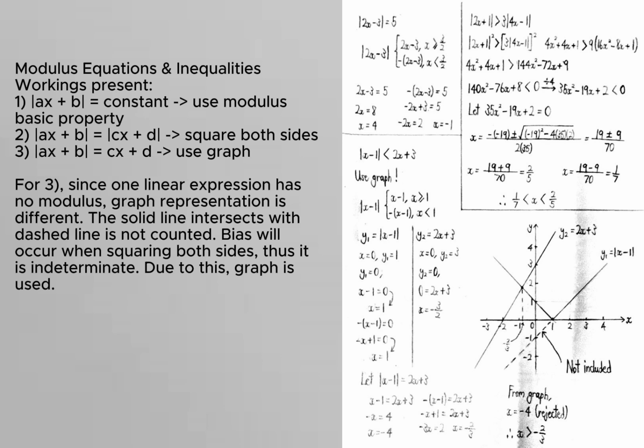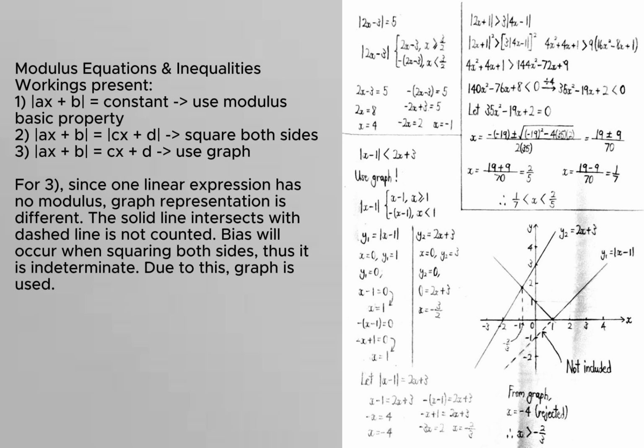Look at this. We are going to look through the modulus equations and inequalities. With the workings present, for the first case, if you have a modulus function equal to a constant, then you use the modulus basic property. For the second, if there's a modulus on both sides, then you square both sides. The third case, however, is different. If you have a modulus linear equation and a linear equation without the modulus, then this one requires you to use a graph. I'll explain why.